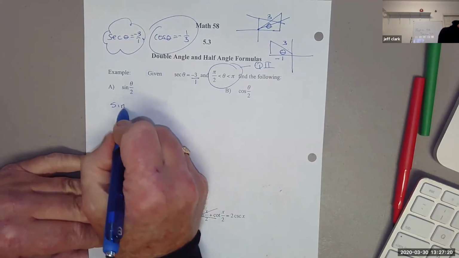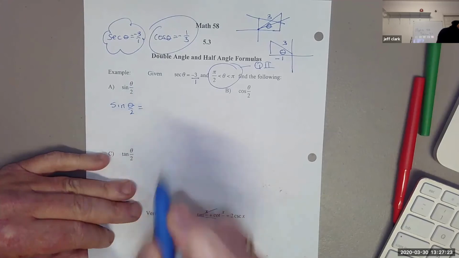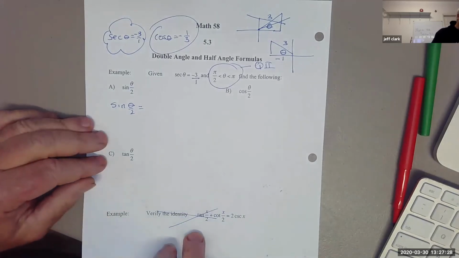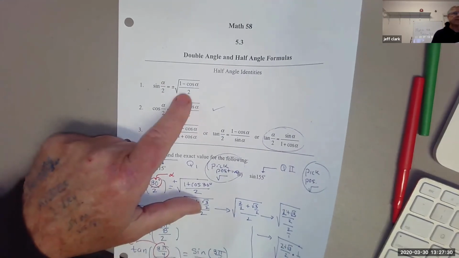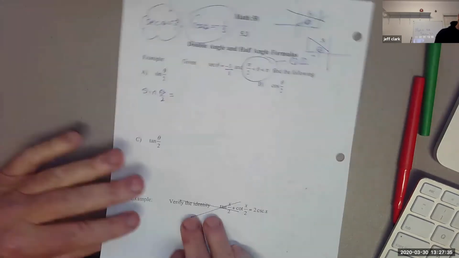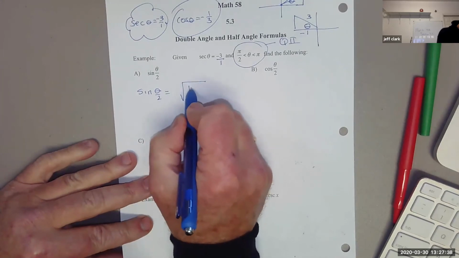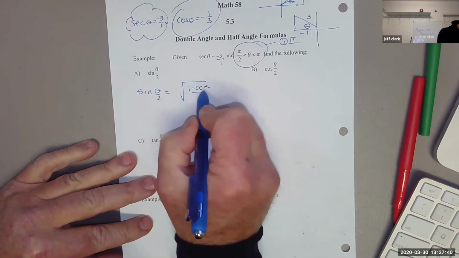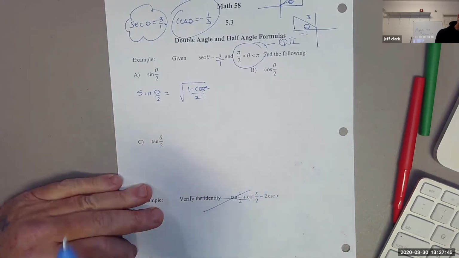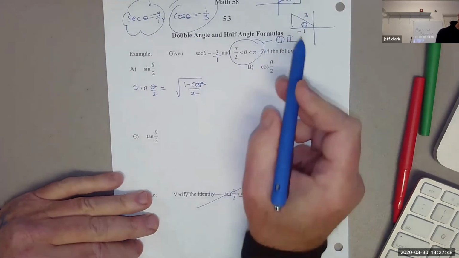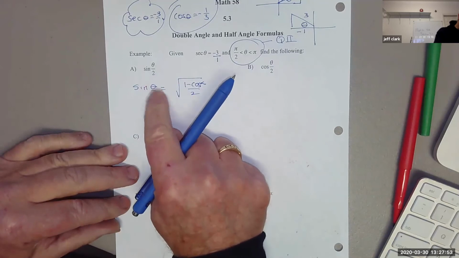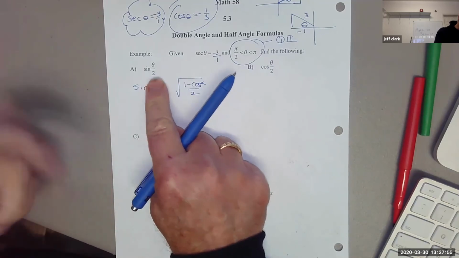Sine of theta over 2. So I'm going to have to use the formula to do anything. And going back over here, here's your formula. Square root of 1 minus cosine alpha all over 2. And you have to decide plus or minus. So here's what you do. We don't know what the original angle was to decide that. So this is just half of that angle, which is the original angle.